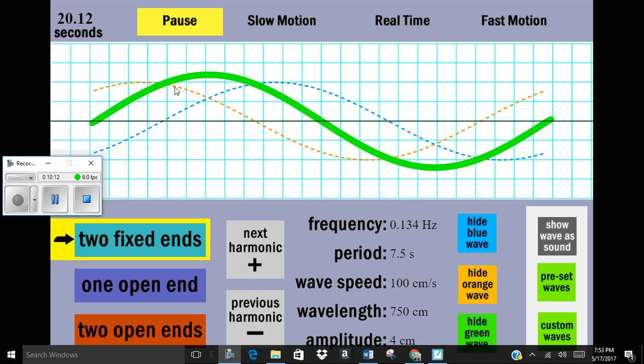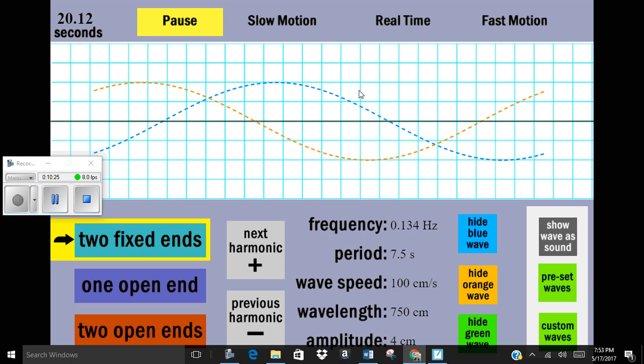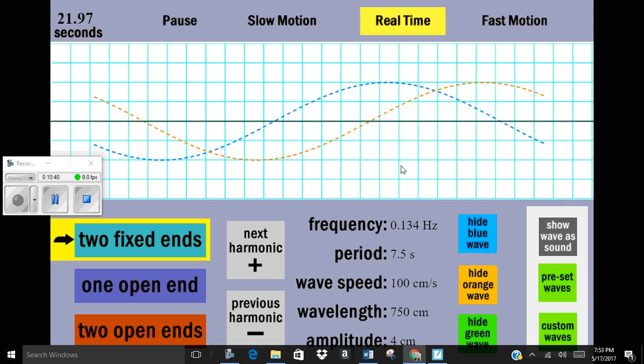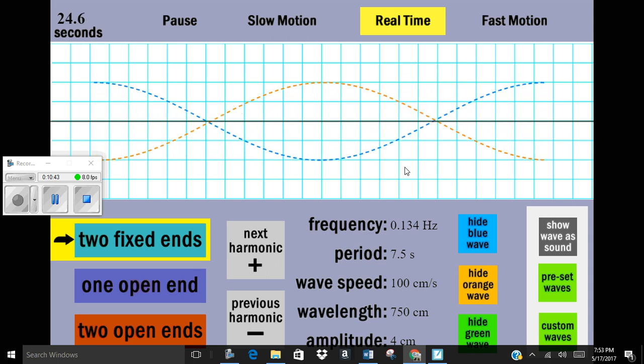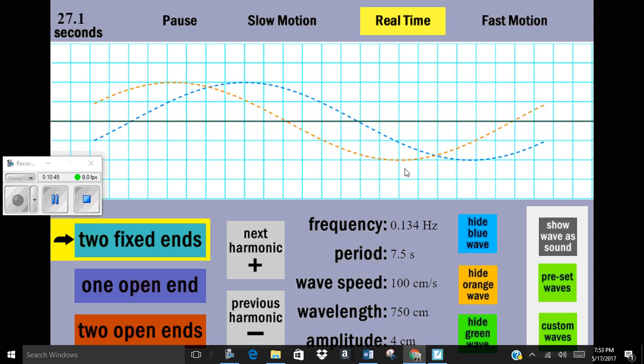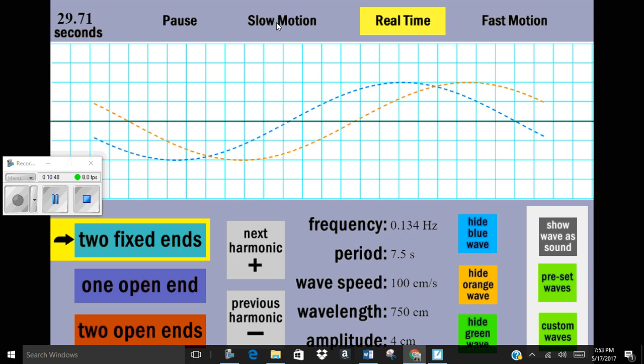So what we have here is an animation that is going to show different harmonics for standing waves. I'm going to pause this at particular points to show you what's going on. First and foremost, I've got two waves, an orange wave and a blue wave, that are going to superposition themselves on each other. And when they do, there will be points of constructive interference and destructive interference. So I'll play that part in real time. You'll see them constructively interfere and destructively interfere at particular points.